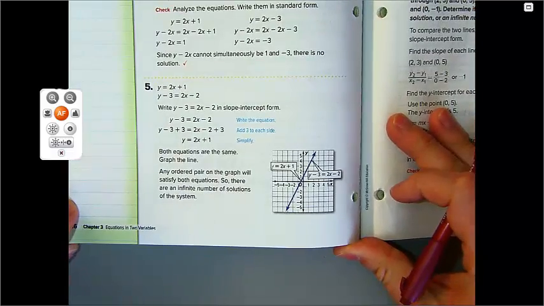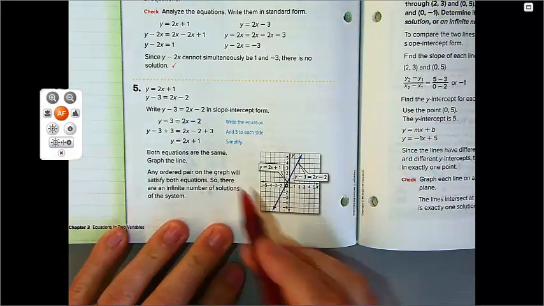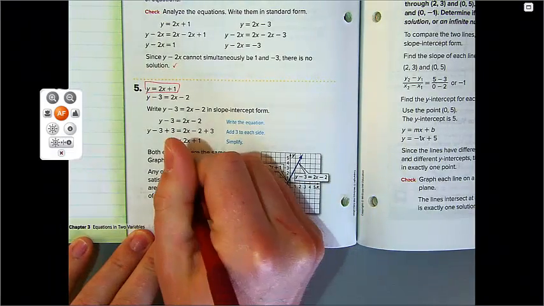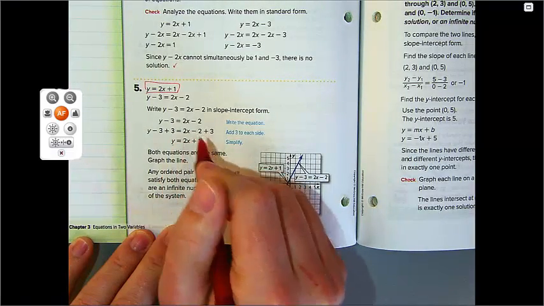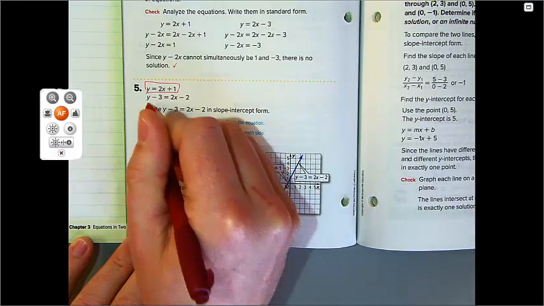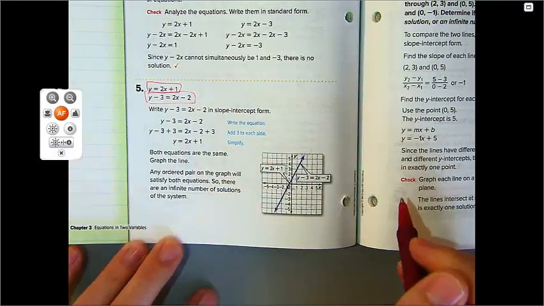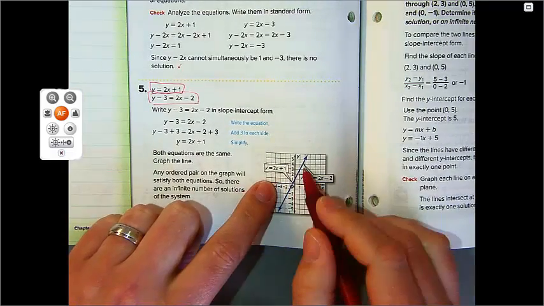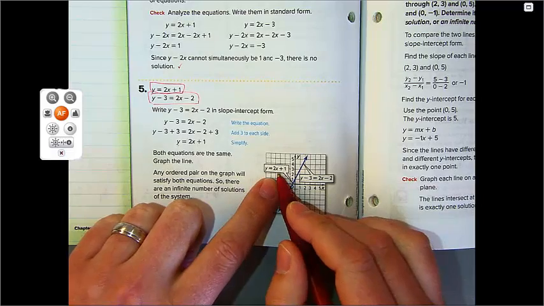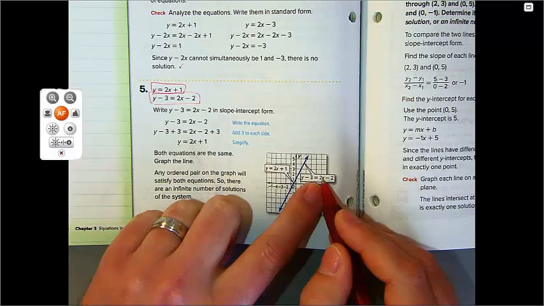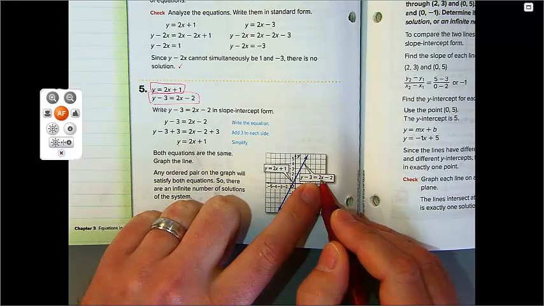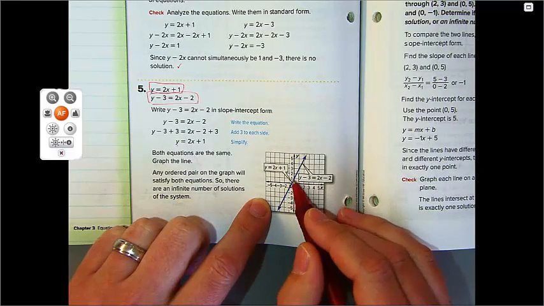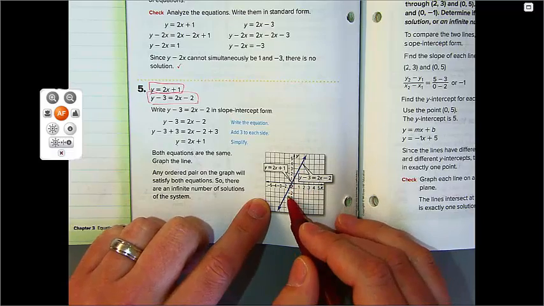Now look down at example 5. What we actually have here is one line here, then a second line. Let's see, where's our second line? Oh, right here. And if we turn both those into y equals mx plus b form, these lines end up right on top of each other. So here we have a slope of 2. Here we have a slope of 2. So we have the same slope, and we're actually going to end up with the same y-intercept.